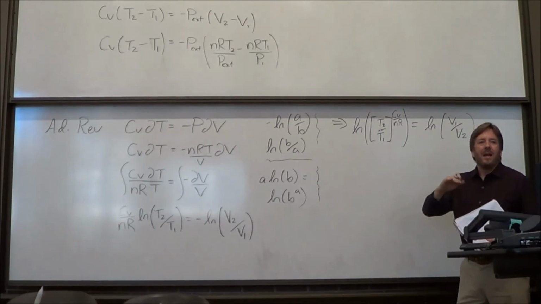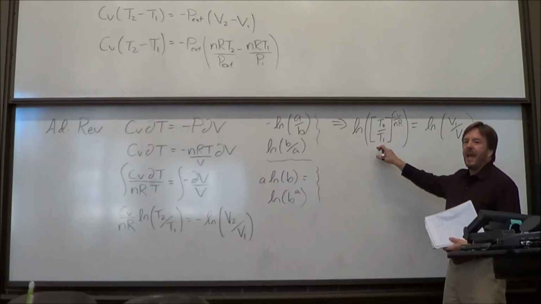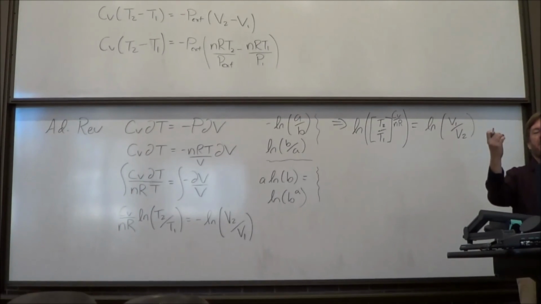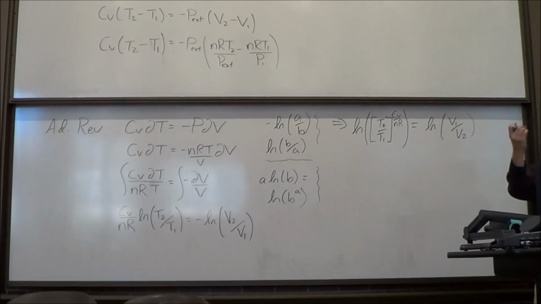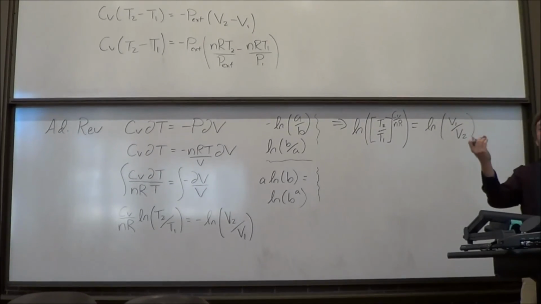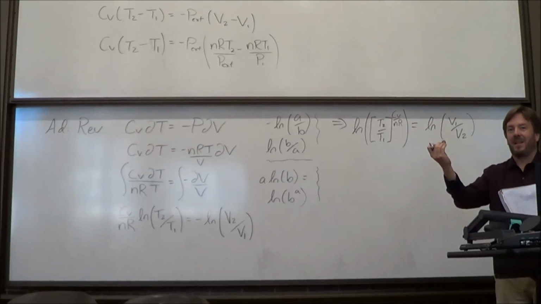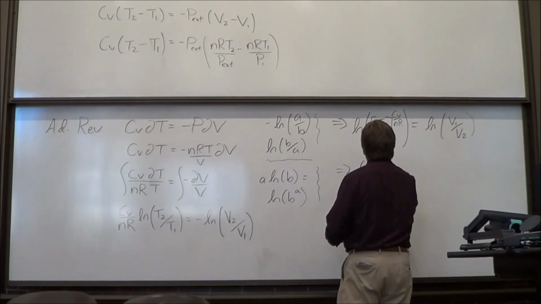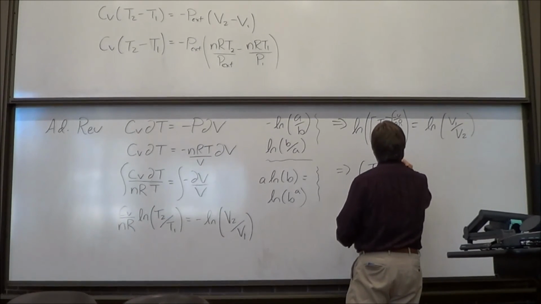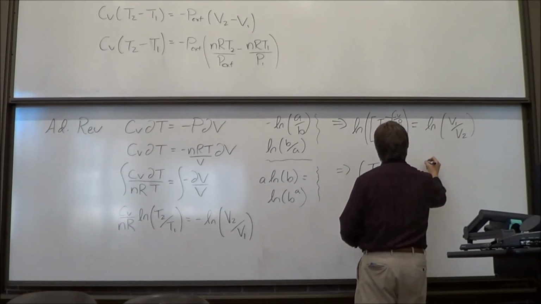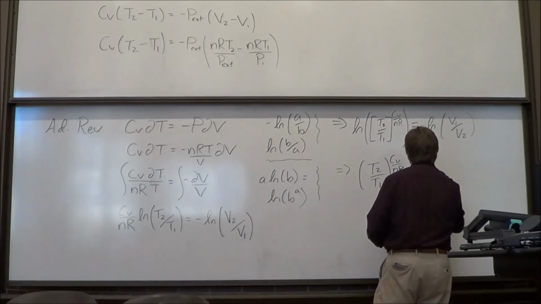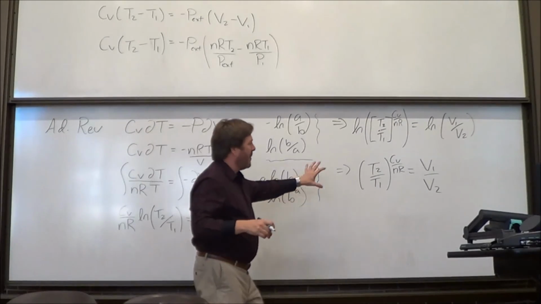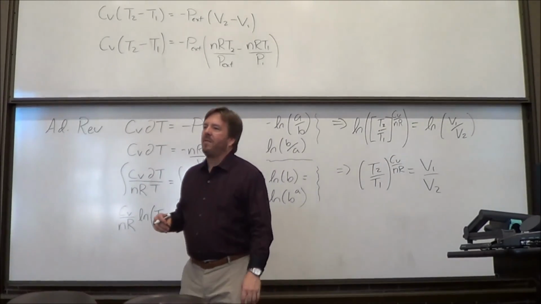But anyway, okay. Last bit, here's another identity. If the natural log of something is equal to the natural log of something, what do those somethings have in common? They're equal. Okay, therefore, T2 over T1 to the CV over NR is V1 over V2. There you go. And again, I have made certain that I have given you everything you need.